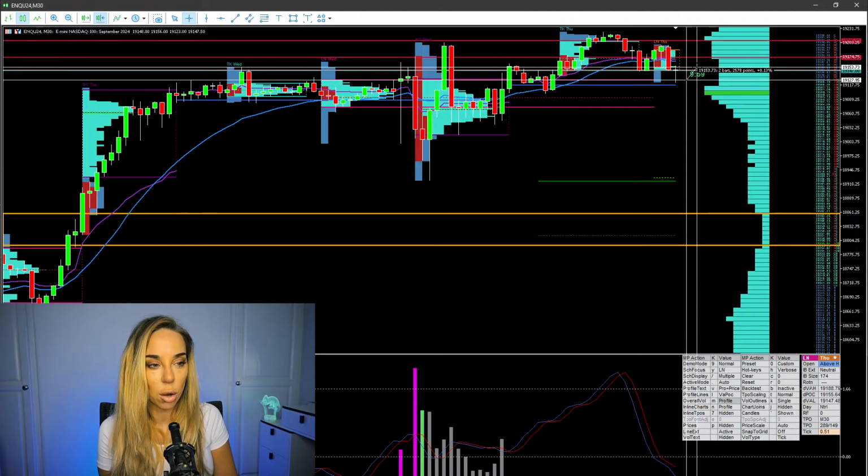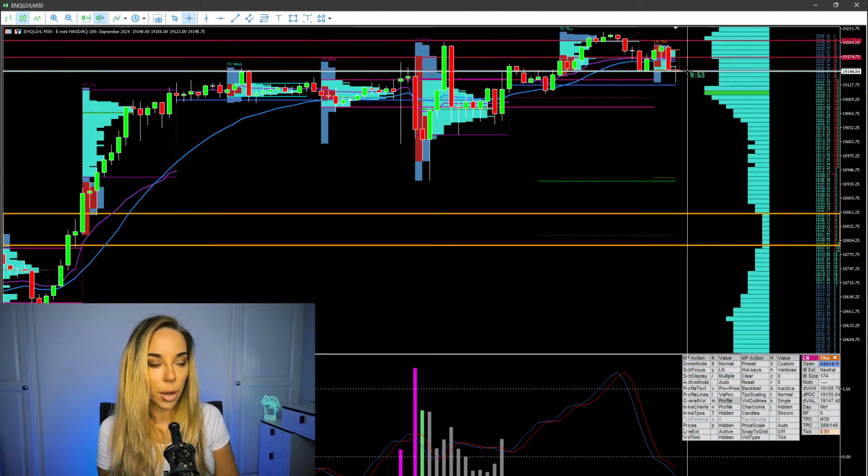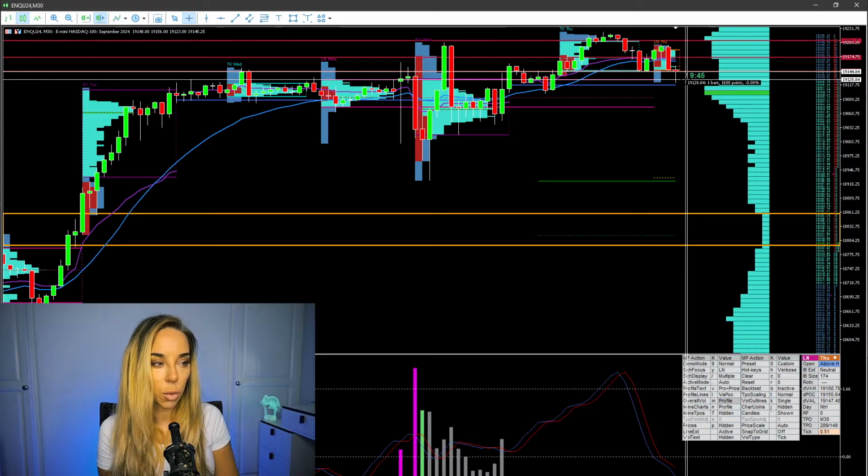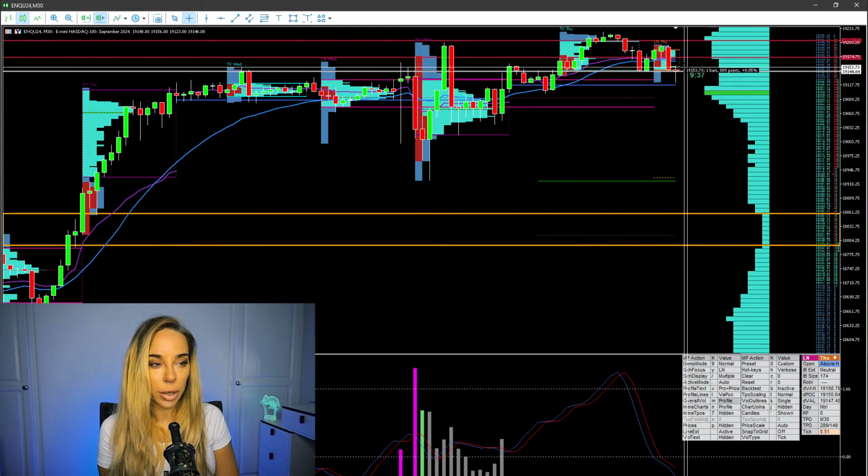So initial balance low is now a potential reversal area. But unless I'm looking at the value acceptance short, so going all the way down below 19128, this is not a good trade for me, because it doesn't have enough space for my trade to work out, right?